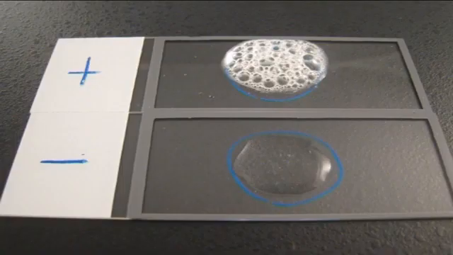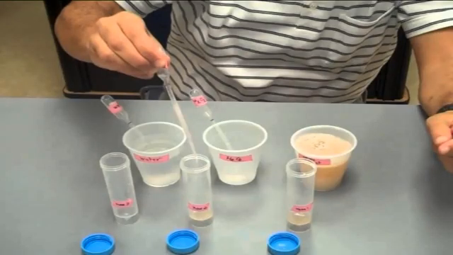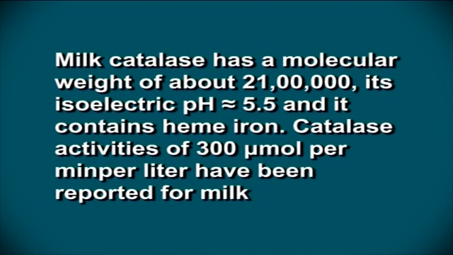Catalase. This enzyme catalyzes the decomposition of hydrogen peroxide to water and nascent oxygen. Catalase activity is higher in mastitis milk and colostrum than in normal milk. It increases with the multiplication of bacteria. Crystalline catalase has been prepared from several sources, but only a small amount is present in milk, and it is not fully purified. Milk catalase has a molecular weight of about 21 lakh, its isoelectric pH is approximately 5.5, and it contains heme iron. Catalase activities of 300 micromole per minute per liter have been reported for milk.